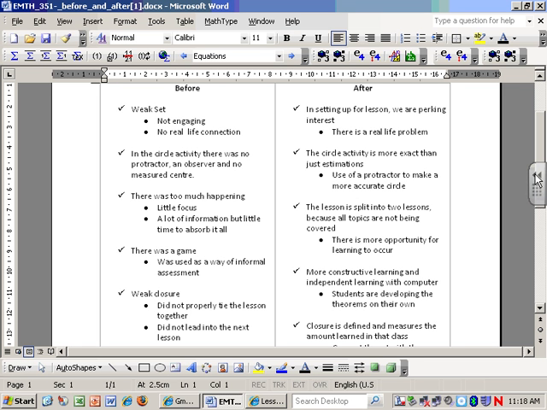And in the first lesson, there was a little bit too much happening for the students. We had too many objectives all at once, so we cut it down from 4 to 2 because there was little focus and it was a lot of information for them. It would be too much to absorb, so they wouldn't remember it as well, and there wouldn't be as much understanding.